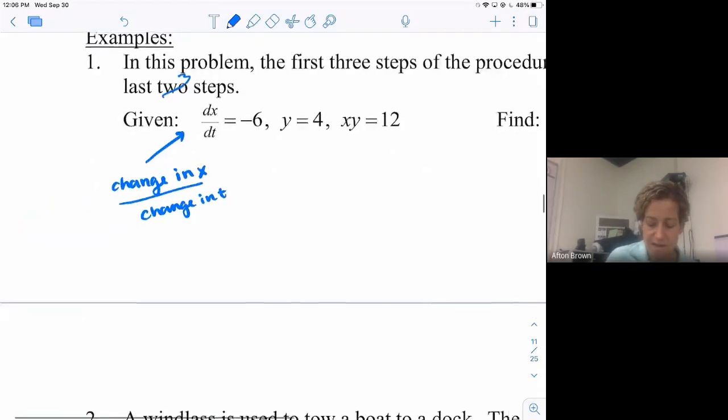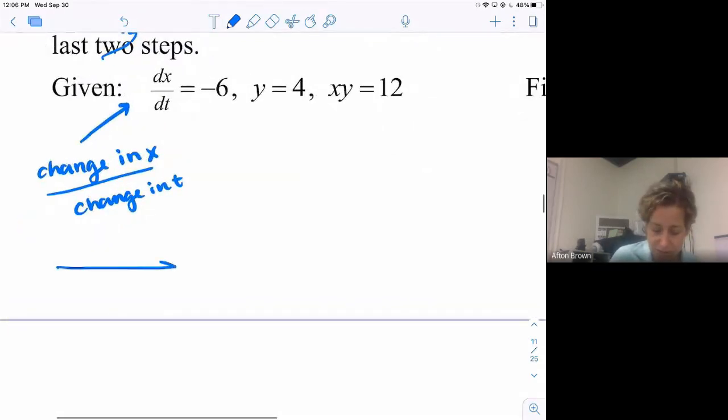Imagine a particle on an x-axis, going left or right. If dx/dt is negative, then it's probably going to the left. The change in the x direction is -6. So this is telling us how the x value is changing with respect to time. As time goes on, the particle's moving to the left. That's the information that we're told.